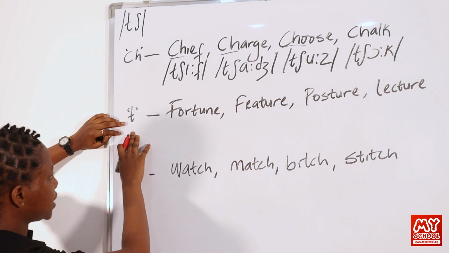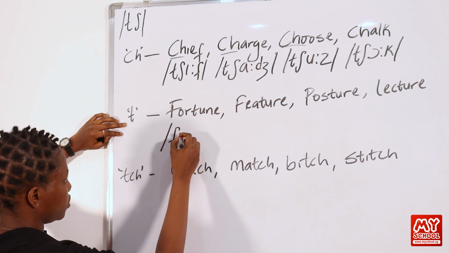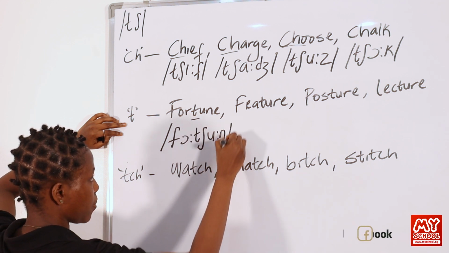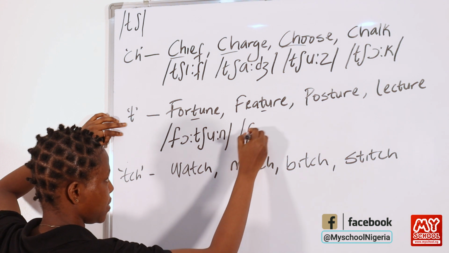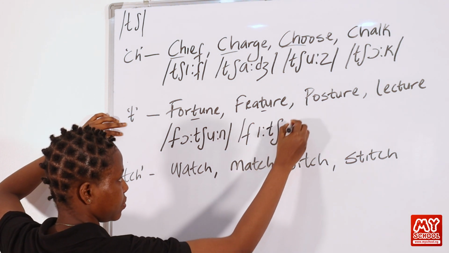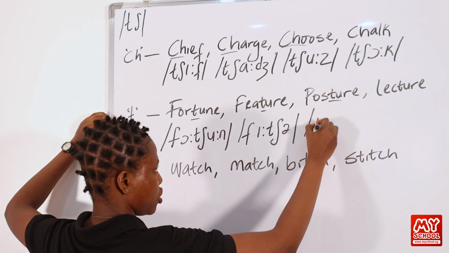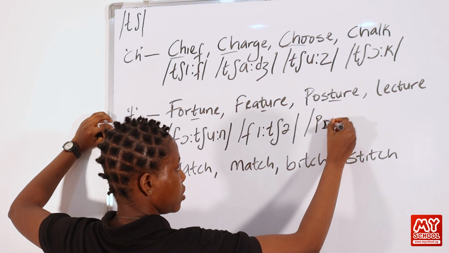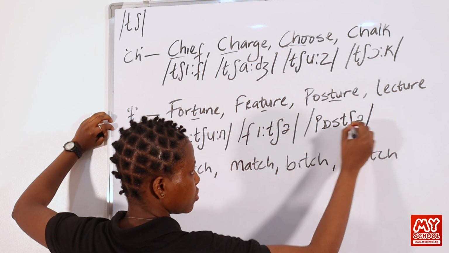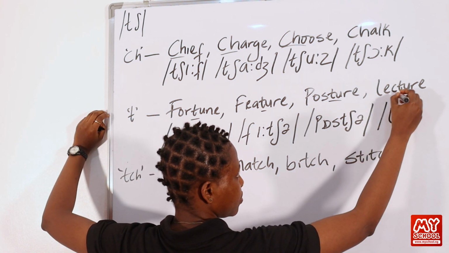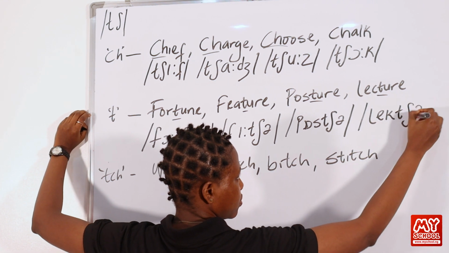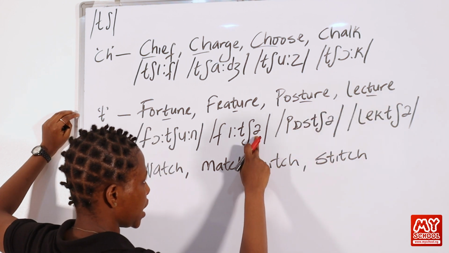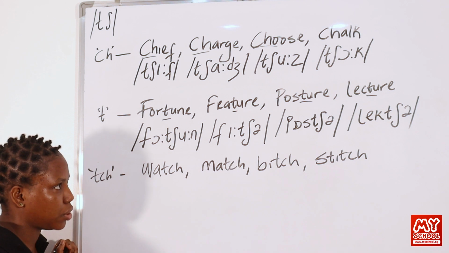Okay, the next is letter T in the word fortune, in the word features, in the word posture. Okay, posture. Okay, so in the word lecture. Notice that U-R-E is articulated as the short sound. So this is a tip, U-R-E, okay?